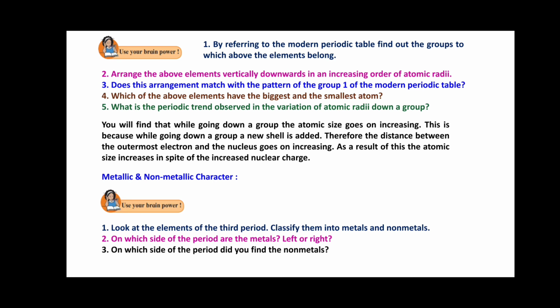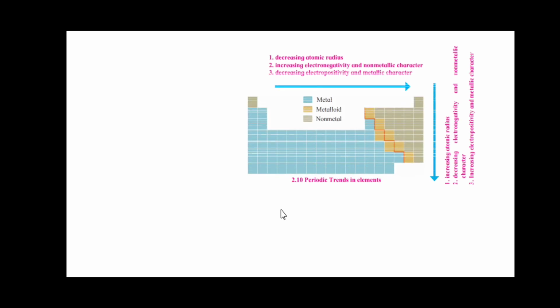On which side of the periodic table are the metals, left or right? Metals lie in the left side of the periodic table. Third question is on which side of the period did you find the non-metals? The non-metals lie in the right side of the periodic table. So these are the three questions that you must know in this modern periodic table, how the metallic and non-metallic character could be seen or present here. Here you could see the periodic trends of these elements.